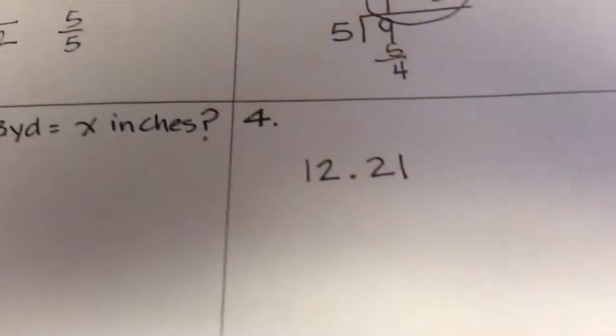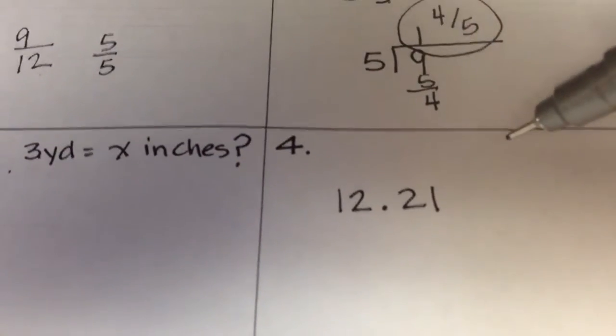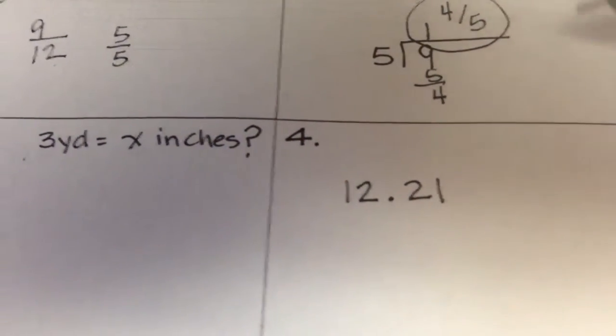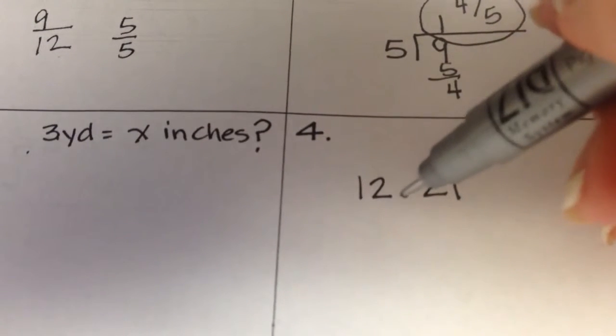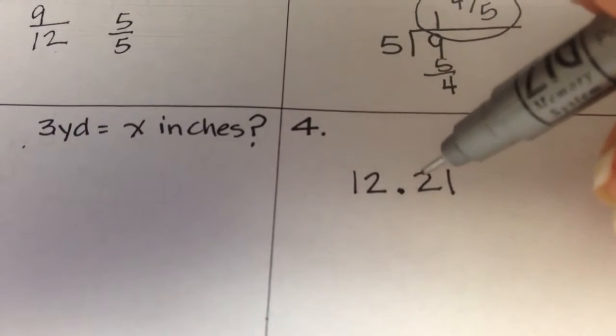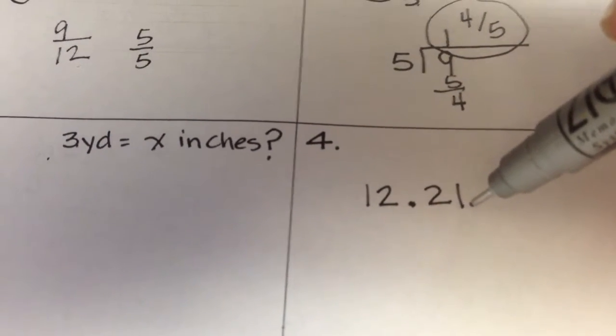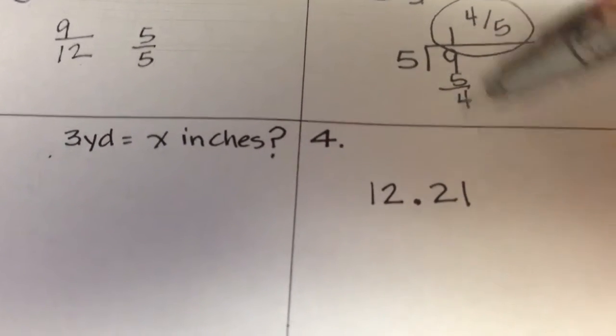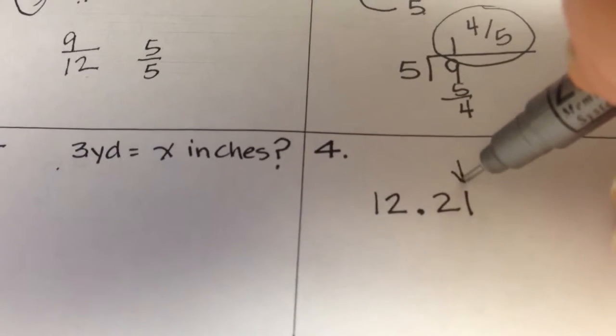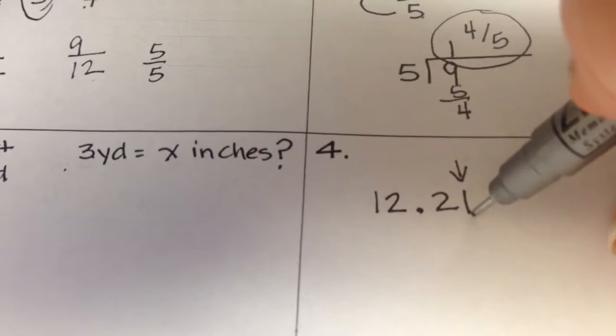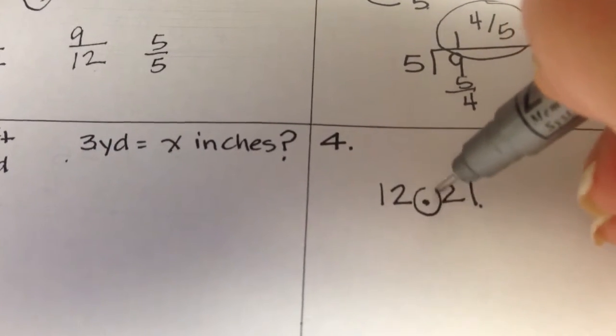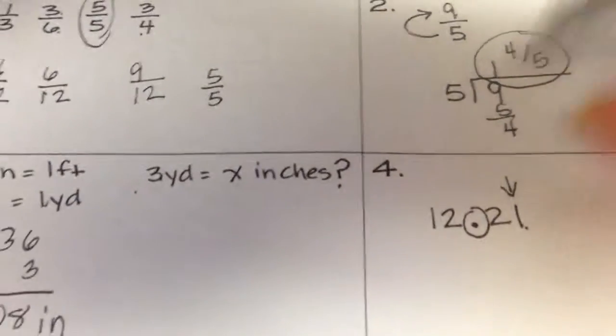On this one, they just wanted you to write this number. They're going to have it all in words. It's going to say 12 and, that's your decimal, 21 hundredths. That's all you have to do. Just make sure if it's hundredths that your number ends in the hundredth spot. And means the decimal. Okay?